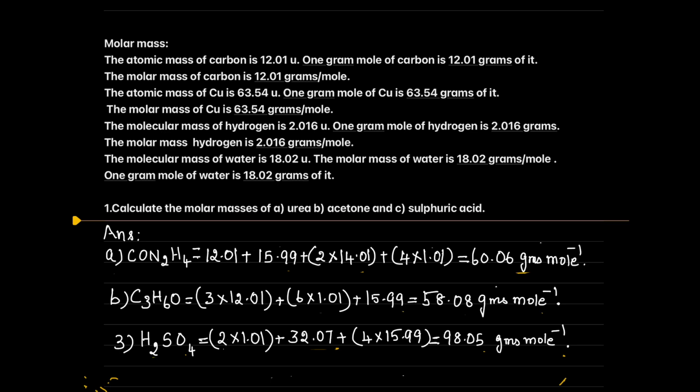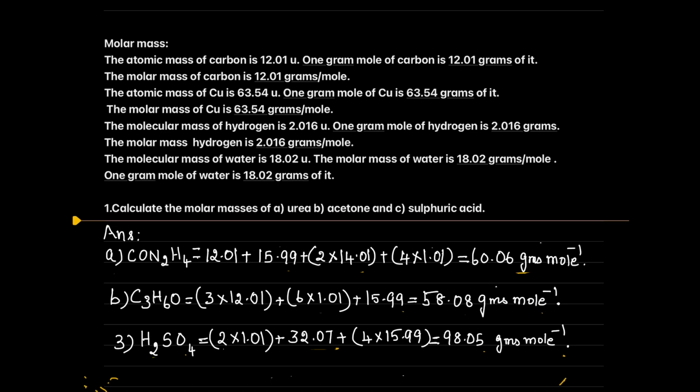So, molar mass and molecular mass have the same numerical values, but their units are different. Molecular mass is expressed in U, whereas molar mass is expressed in grams per mole. Let us do some exercises.